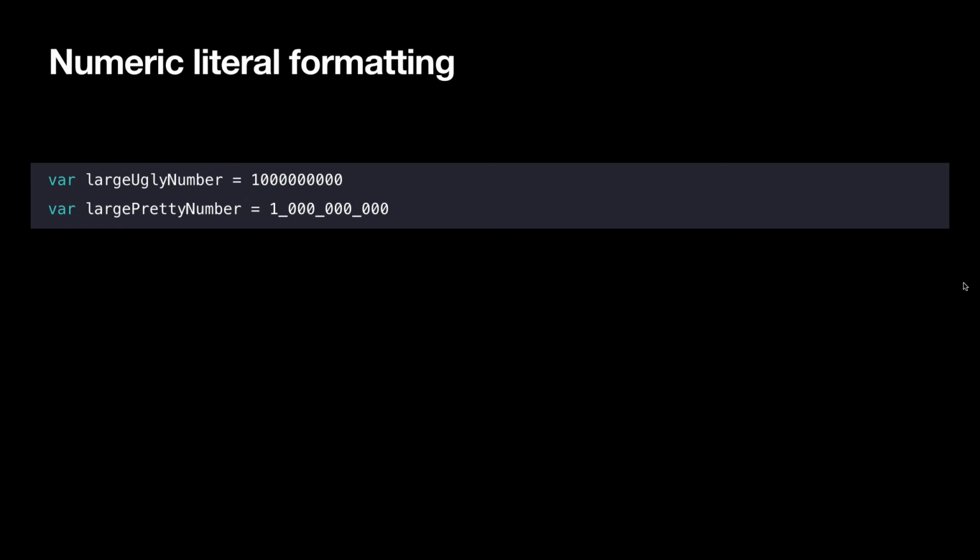When working with numbers, you may find that you need to assign a very large value to a variable or a constant. This can be difficult to read, since it's hard to see how many zeros are in this ugly number here. Fortunately, Swift allows you to put underscores in your numbers as a way of formatting for easier reading. These underscores are similar to comments in that they are ignored by the compiler.